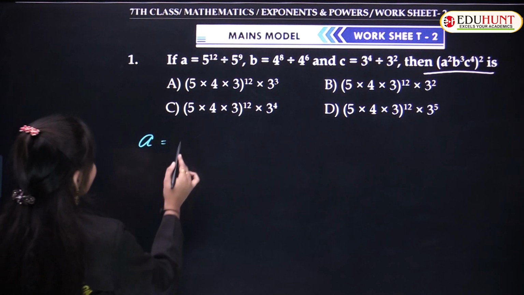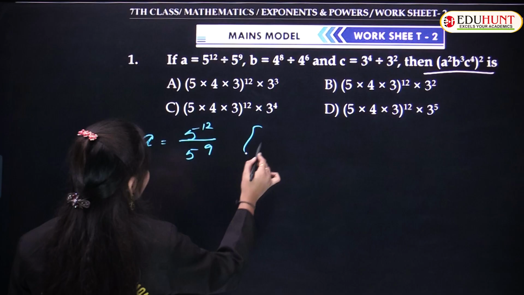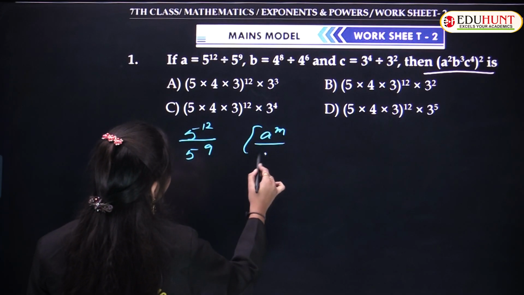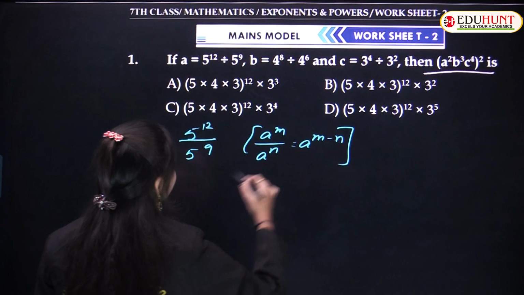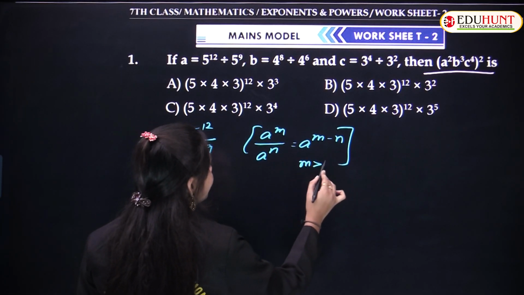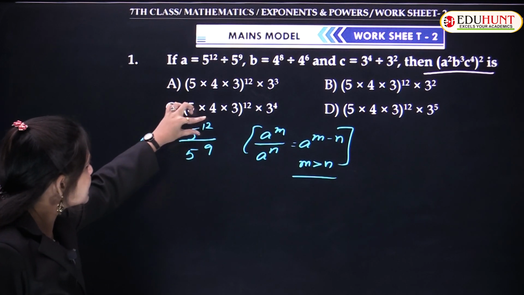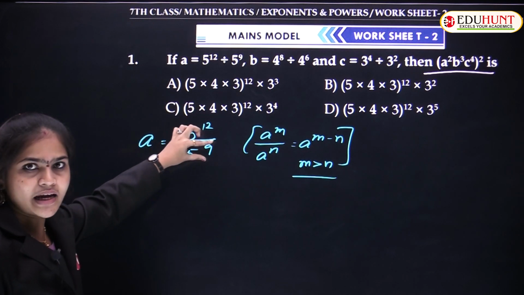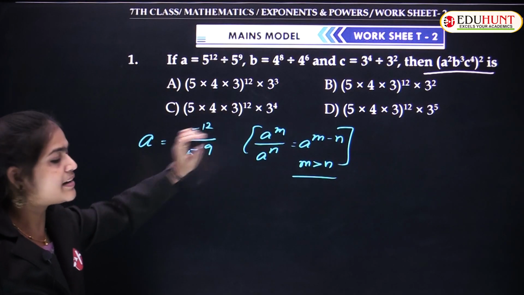A is in the form of 5 power 12 by 5 power 9. This is in the form of a power m by a power n, which is equal to a power m minus n. We can say here m is greater than n, that's why the condition is m greater than n only. m is equal to 12, n is equal to 9. So 12 is greater than 9 only. So that's why here m is greater than n.